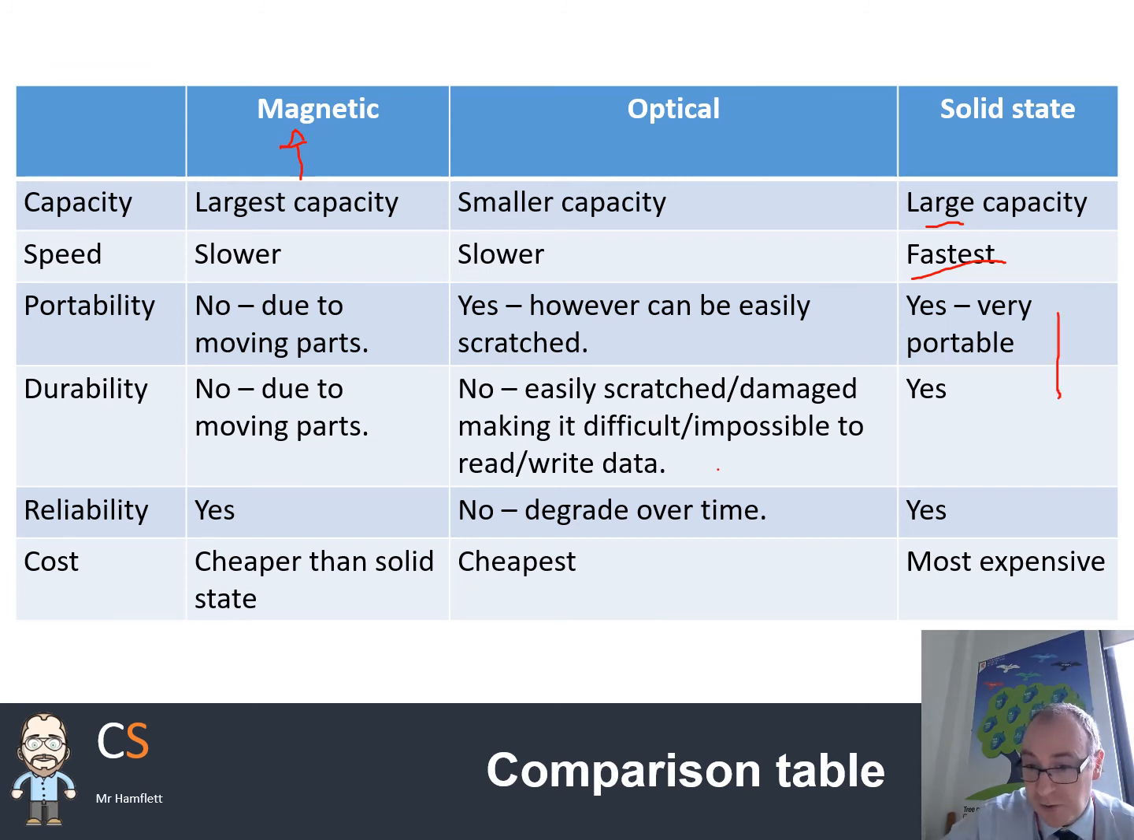Solid state is both portable and durable. If you accidentally drop your mobile phone, for example, it's more likely that the screen will crack before the storage device breaks. Reliable, magnetic and solid state are reliable. Optical does degrade over time, especially if it's left in sunlight, so it is not as reliable as the others. Costs, optical discs are the cheapest. They cost a few pence, whilst magnetic is more expensive, but nowhere near as expensive as solid state. You will pay a much higher premium for that additional speed and portability.